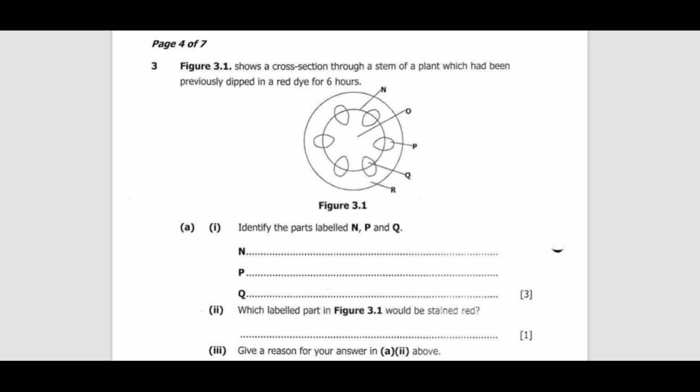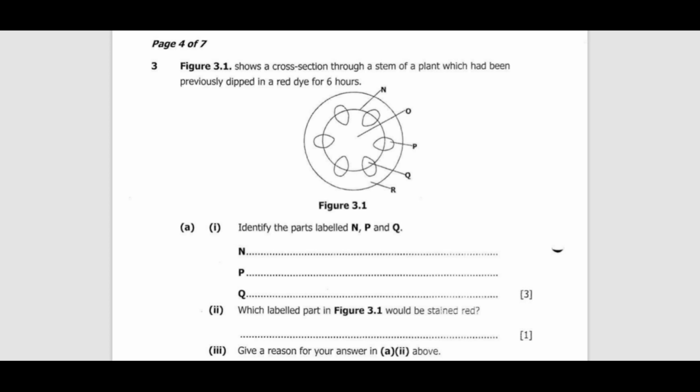Figure 3.1 shows a cross-section through a stem of a plant which had been previously dipped in a red dye for 6 hours. So this is a cross-section of a stem, and it was dipped in red dye for 6 hours. When you look at the parts here, it is very important for you to know these parts. So we have N, O, P, Q, and then we have R there.